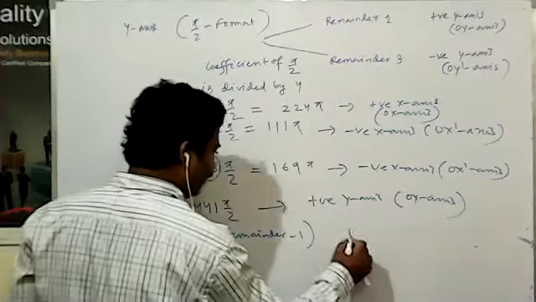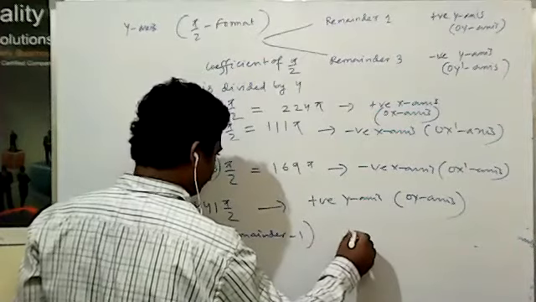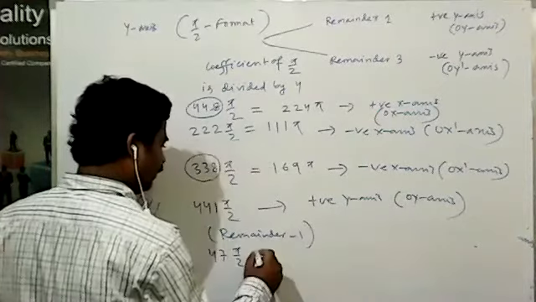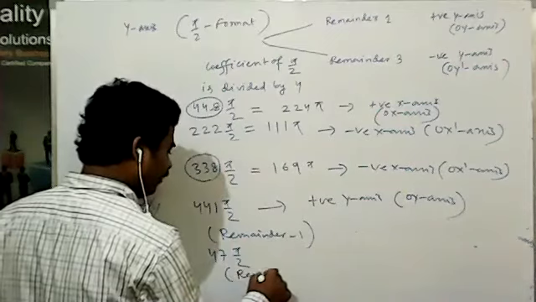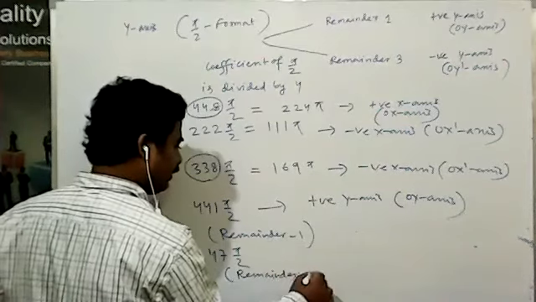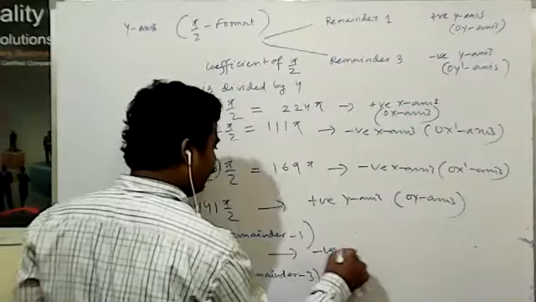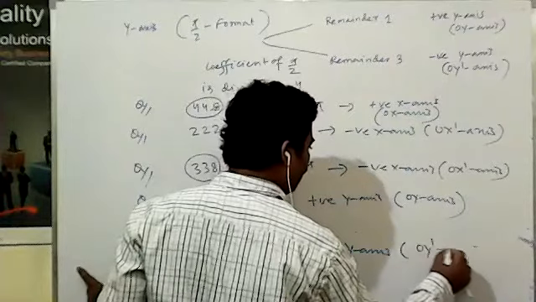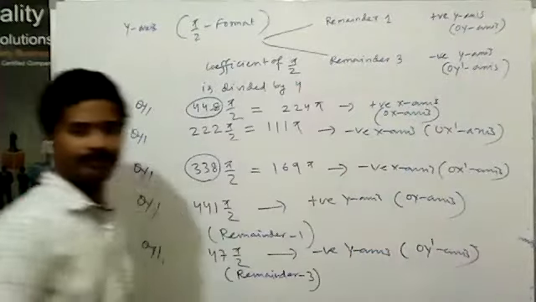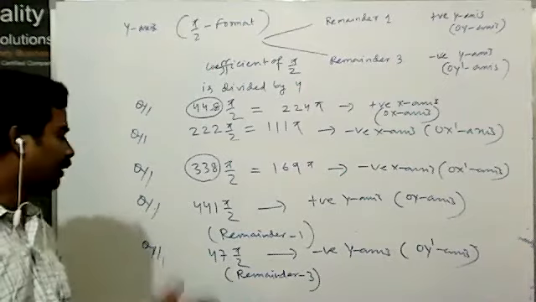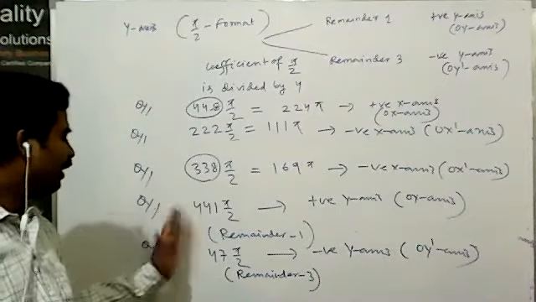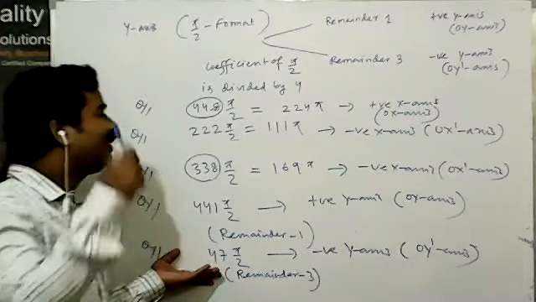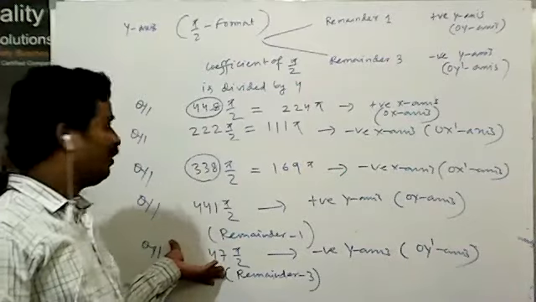If the remainder is 1, then that is equal to 1. That is 11, 4, 44. If the remainder is 3, it is the negative y-axis. That means the OY dash axis will come. In this way we can find out the different angles in the line.